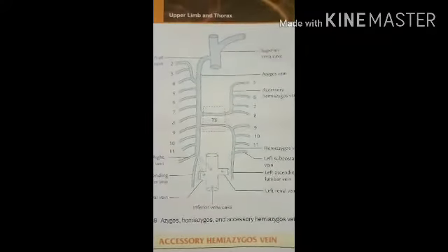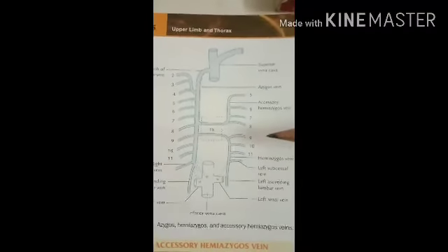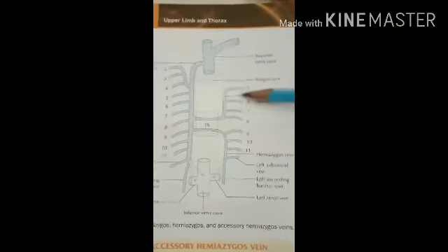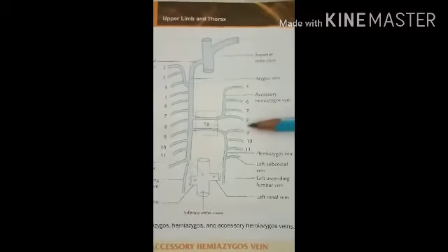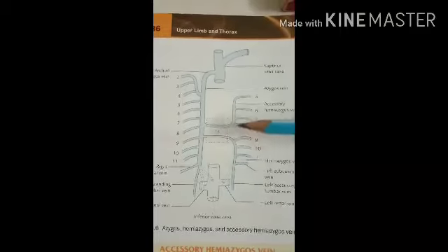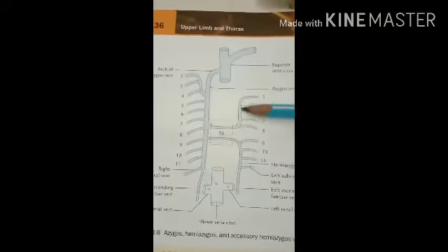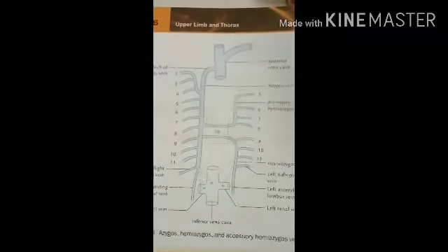Then the tributaries of the accessory hemiazygos vein. First, the 5th to 8th left posterior intercostal veins. Here you can see the 5th, 6th, 7th and 8th posterior intercostal veins, and the left bronchial vein, which sometimes may also drain into the accessory hemiazygos vein.